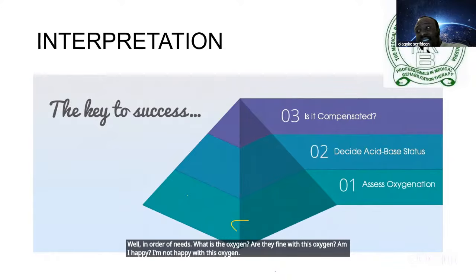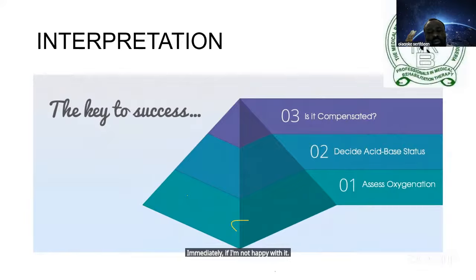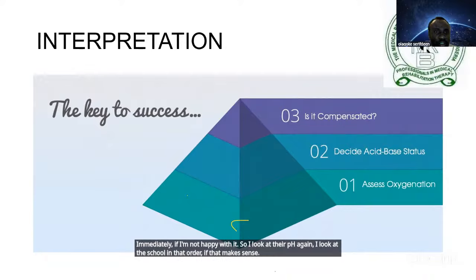If I'm at the bedside, I'm going to speak with the doctor. Oh my God, I'm not very happy with this oxygen. What is happening? I will speak with the doctor. I'm not happy with this. What can we do? I will look at the patient objectively and do my stuff with them immediately if I'm not happy with it. Then I look at their pH again. I just go in that order. If that makes sense, let's move forward because of time.